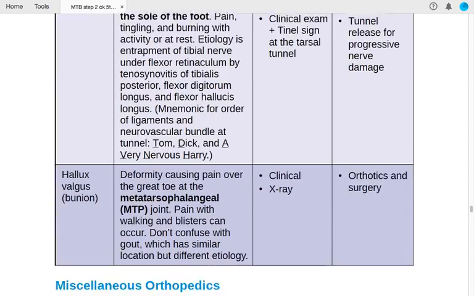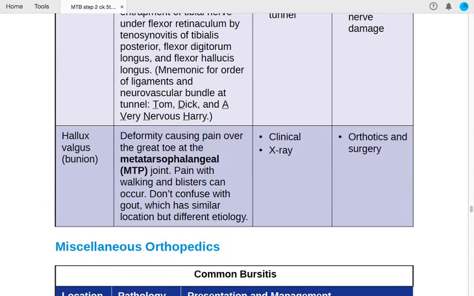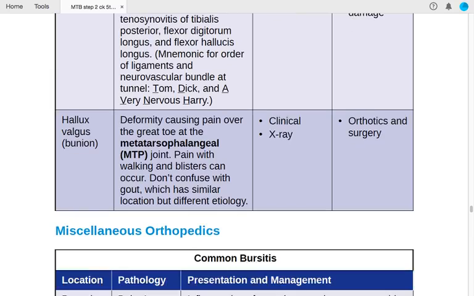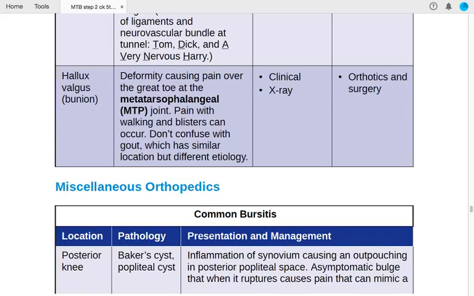Now hallux valgus bunion is a deformity causing pain over the great toe at the metatarsophalangeal joint. You are going to see this deformity at the MTP, and pain with walking, and blisters can occur. Don't confuse it with gout, which has a similar location but a different etiology. The location may be similar, but the etiologies are always different. So we'll go for clinical testing and X-ray imaging, and orthotics and surgery will be the best suited treatment for hallux valgus. First we'll go for orthotics, and then if it's not cured, we'll go for surgery.